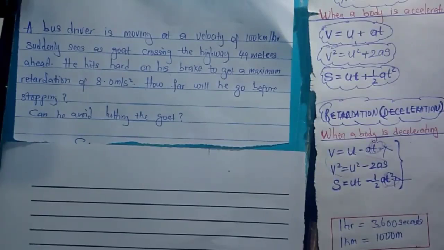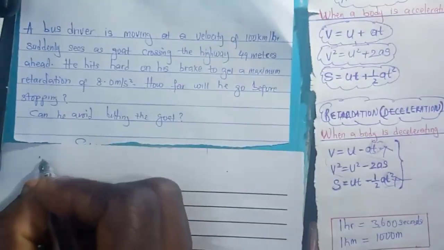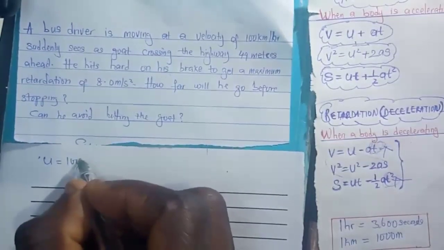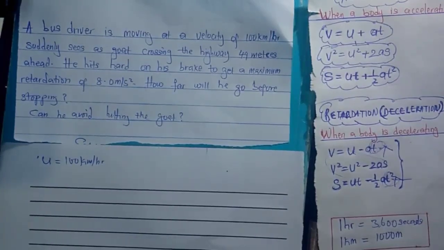A bus driver is moving at a velocity of 100 km per hour. Here the bus driver is still in motion, so we ask ourselves, would this be initial velocity or final velocity? It will be initial velocity because the bus driver is still moving. Therefore, u, the symbol for initial velocity, will be 100 km per hour. But here we need to carry out the conversion because we are dealing with SI units. We need to convert kilometer per hour to meter per second.